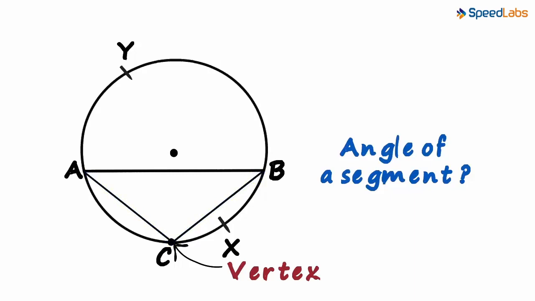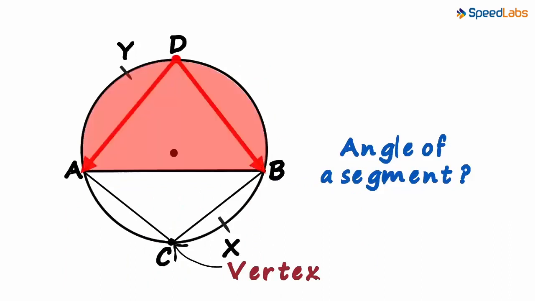Similarly, to find the angle of segment AYB, we mark a point D anywhere on the arc AYB and form angle ADB. And this becomes the angle of segment AYB.